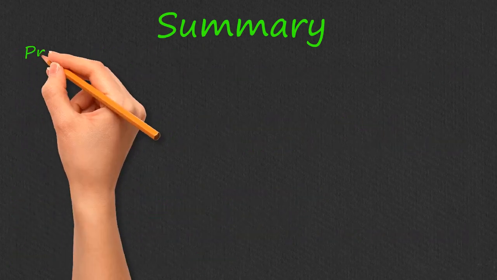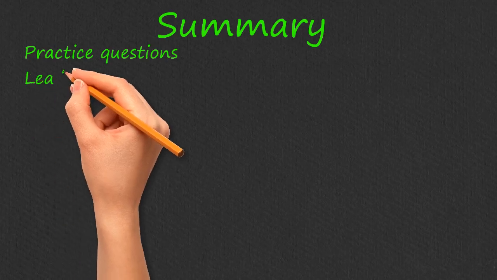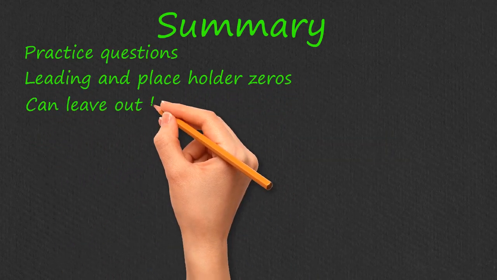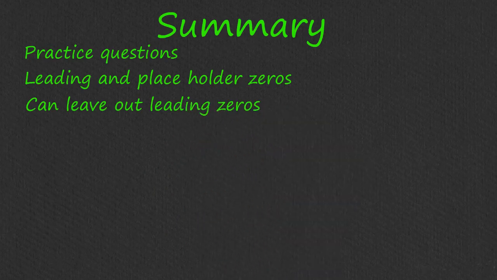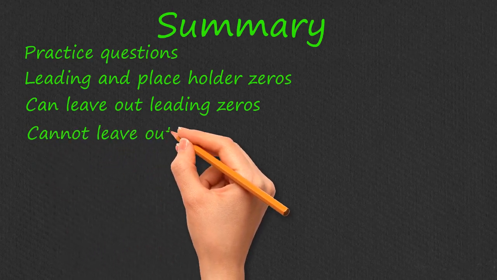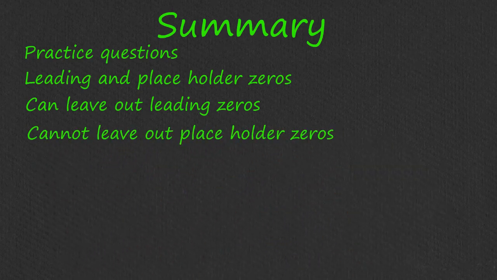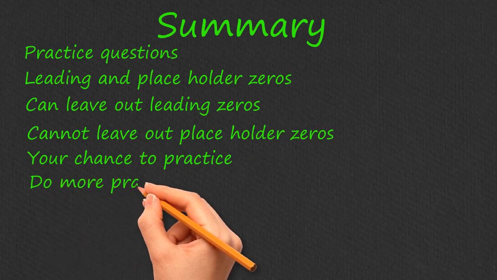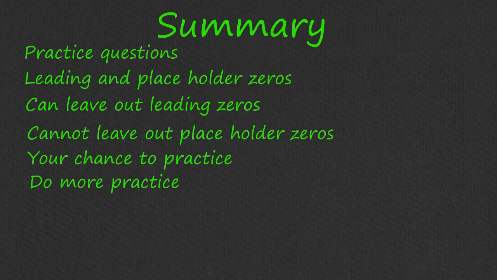While we did some practice questions, we also discussed what leading and placeholder zeros are, and the fact that leading zeros can be left out in ordinary numbers, both decimal and binary, without changing the value of the number. This cannot be said about the placeholder zeros. We need the placeholder zeros to make sure we have the right binary or decimal numbers. You also had a chance to practice some conversions, and I hope you did take this opportunity and will do more practice, but of course it is up to you. After all, you are in control of what you do and don't do.